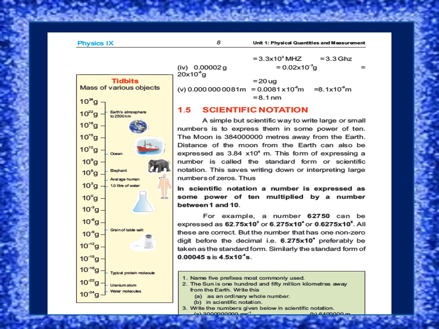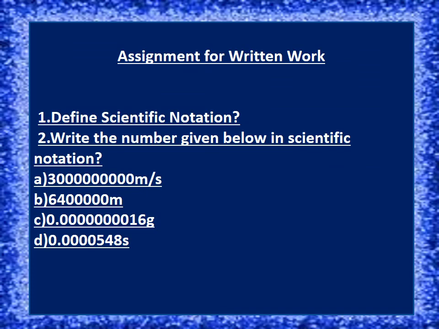Just like that, here in tidbits the masses of various objects are given. So the mass of the ocean, just look at this, is 10 raised to power 24. This means that there are 24 zeros with the power of 10. So it will be difficult for all of us to write 24 zeros with the power of 10. So for this purpose we will write it in standard form. Okay, so that's the end of the topic.